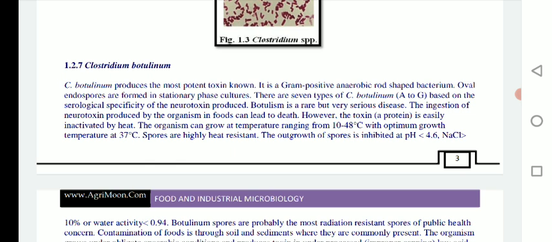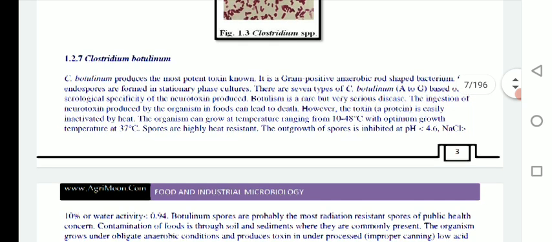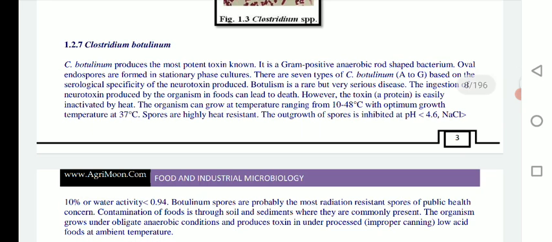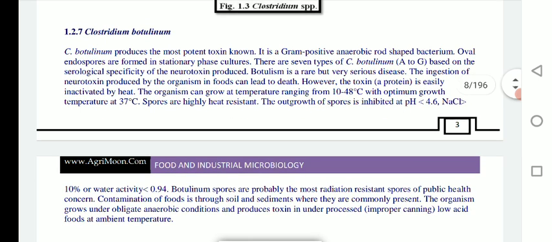However, the toxin, a protein, is easily inactivated by heat, and the organism can grow at temperatures ranging from 10 degrees to 48 degrees Celsius with an optimal growth temperature of 37 degrees Celsius, and spores are highly heat resistant. The outgrowth of spores is inhibited below pH 4.6 and at high salt concentration.